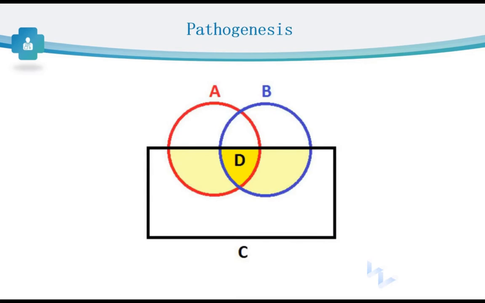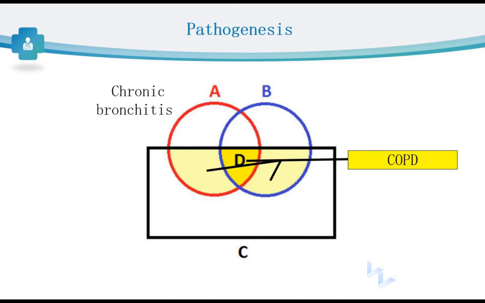How did the COPD occur? There are 3 factors, and this area is COPD. The D is the typical COPD. And what are ABC? A is the chronic bronchitis. B is the emphysema. C is the airflow limitation. Let's look at them one by one.